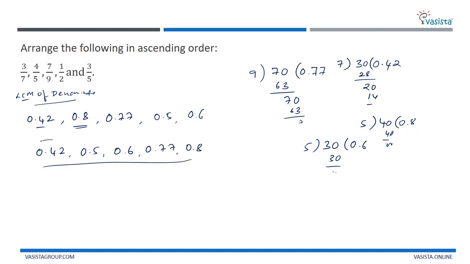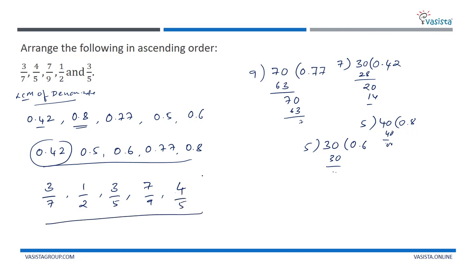Right. Now which one is 0.42? The first one, that is 3 by 7. The next is 0.5. 0.5 is the fourth one, that is 1 by 2. Then 0.6 is the last one, that is 3 by 5. The fourth in order is 0.77. That is the third one, 7 by 9. And the last one is the second, that is 4 by 5. This is what we get.